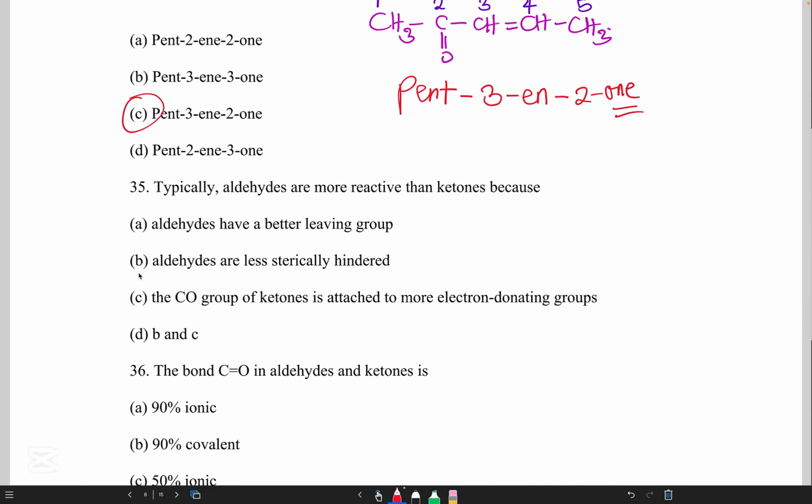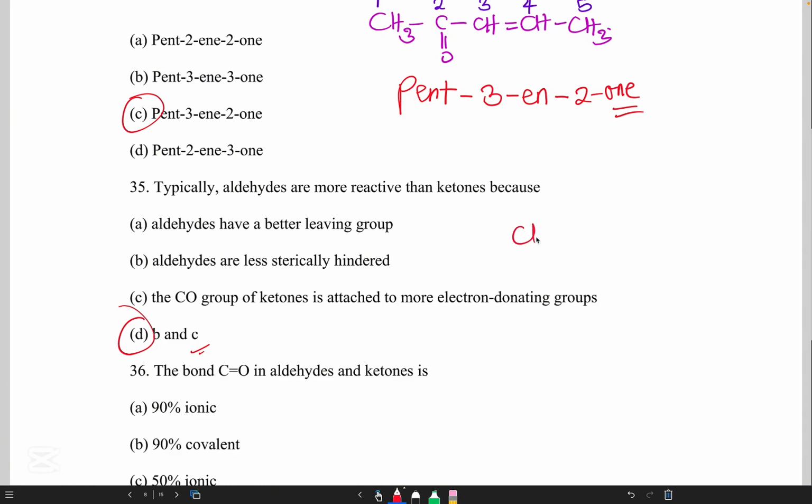The next one. Typically, aldehydes are more reactive than ketones because aldehydes have a better leaving group. Aldehydes are less sterically hindered. The CO group of ketone is attached to a more electron donating group. And B and C are correct. Now, the correct answer is B and C are correct. Now, aldehydes are less sterically hindered. Then the CO group of ketone is attached to a more electron donating group.